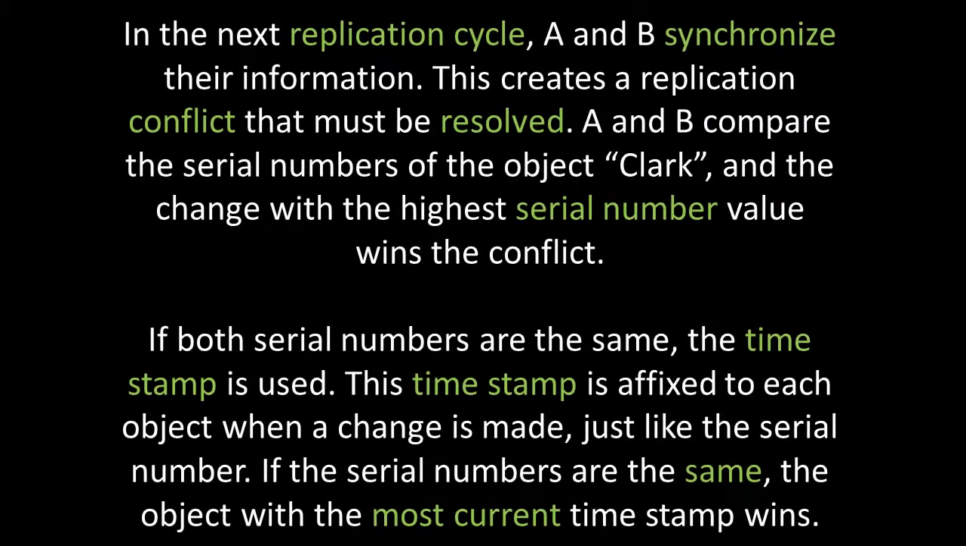In the next replication cycle, A and B synchronize their information. This creates a replication conflict that must be resolved. A and B compare the serial numbers of the object Clark, and the change with the highest serial number value wins the conflict. If both serial numbers are the same, the timestamp is used. This timestamp is affixed to each object when a change is made, just like the serial number. If the serial numbers are the same, the object with the most current timestamp wins.